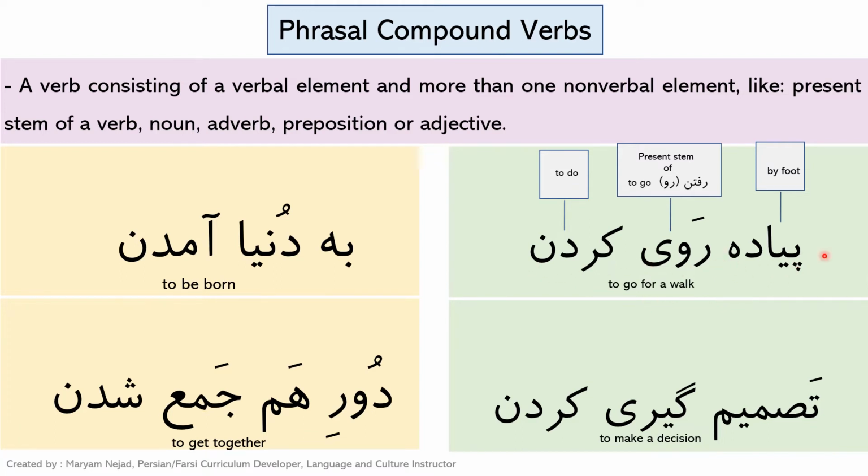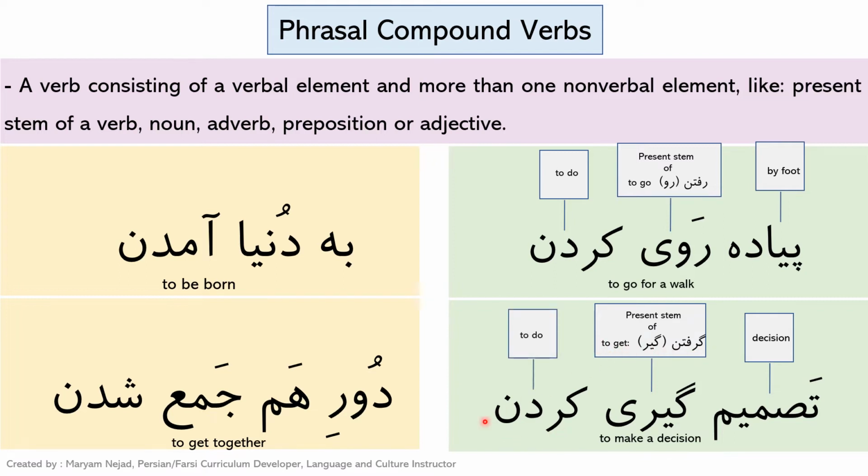You will see this construct among many verbs. You will see a noun part, and then the present stem of a verb, and then the verbal element کردن. Let's see another example. We have تصمیم گیری کردن. It means to make a decision. But going word by word, تصمیم is decision, گیری is the present stem. It comes from the present stem of the verb گرفتن, to get, and then the verbal part کردن, to do. So the whole thing is a verb.